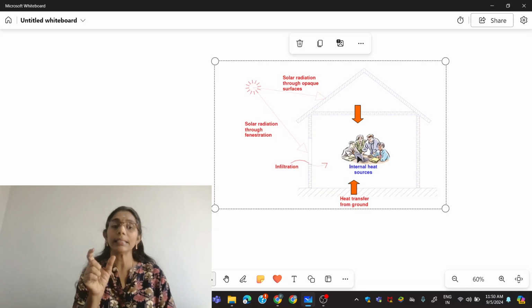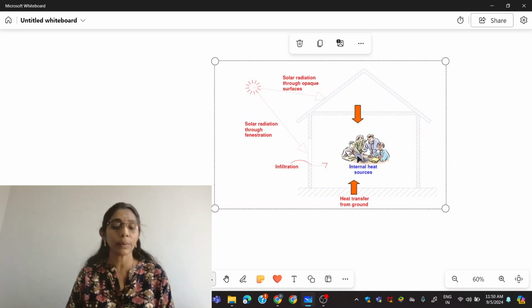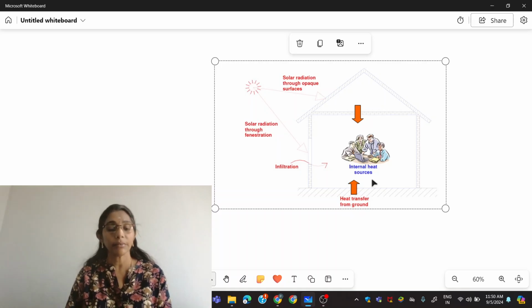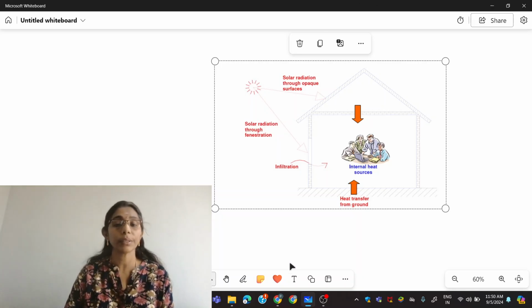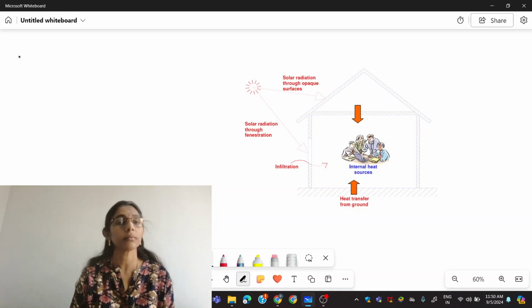Now, there is a balance equation required for this entire series. That balance equation is nothing but: when you sum up the solar heat as well as the internal heat generated in the building, it will be equal to the heat losses. So heat losses is U into A into delta T. So that's what we are going to write here now. I'm just writing the heat balance equation.